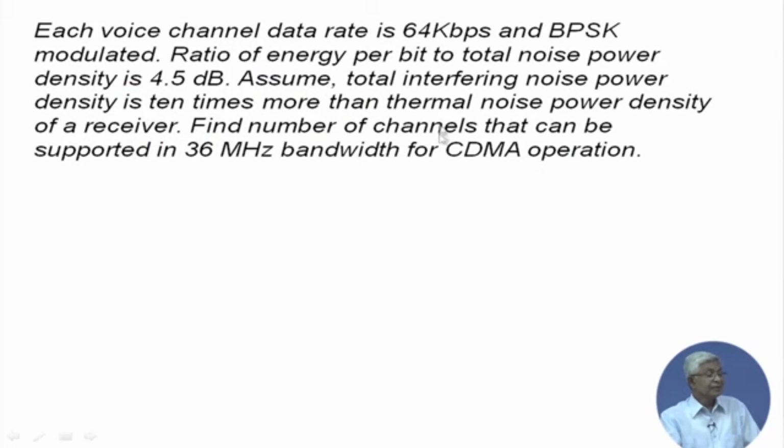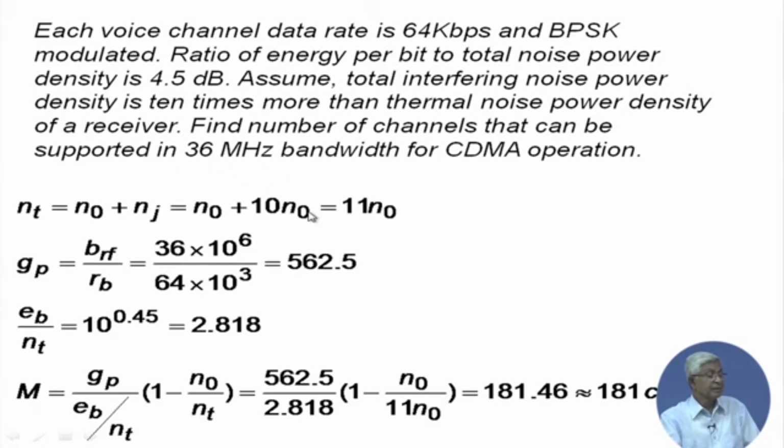Let us quickly calculate for a 64 kilobit BPSK modulated signal, where EB by NT is 4.5 dB, assuming the total interfering noise power is 10 times the thermal noise power. Then find the number of channels that can be supported in 36 megahertz transponder bandwidth. BRF is given here, so the calculation is very simple. NT is N0 plus NJ, where NJ is 10 times N0, so it is 11 N0.